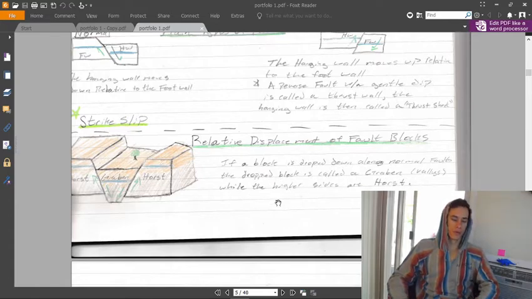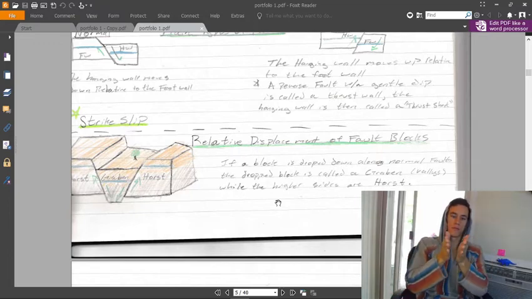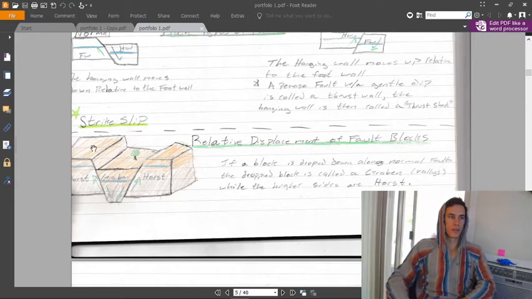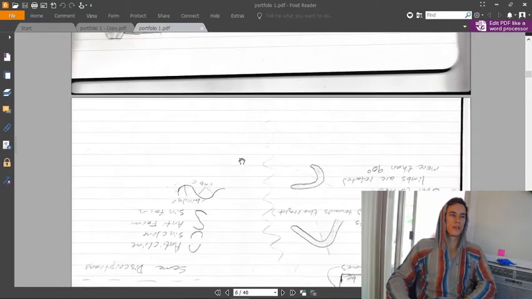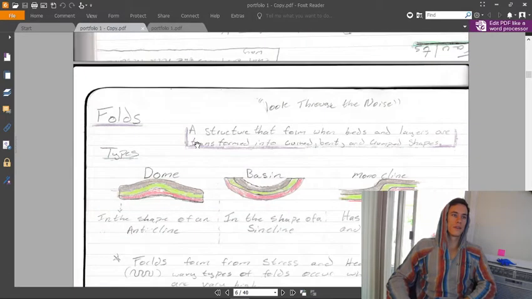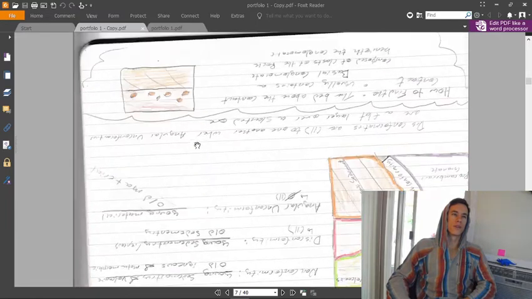In Arizona, we had an expansion where the crust was pulled apart at different places, and that caused horsts and grabens. The grabens are the downdropped blocks, and the horsts are the ones that are still in higher areas. This is where I'm going to take a break, unless I do folds real quick, and then I'll take a break.